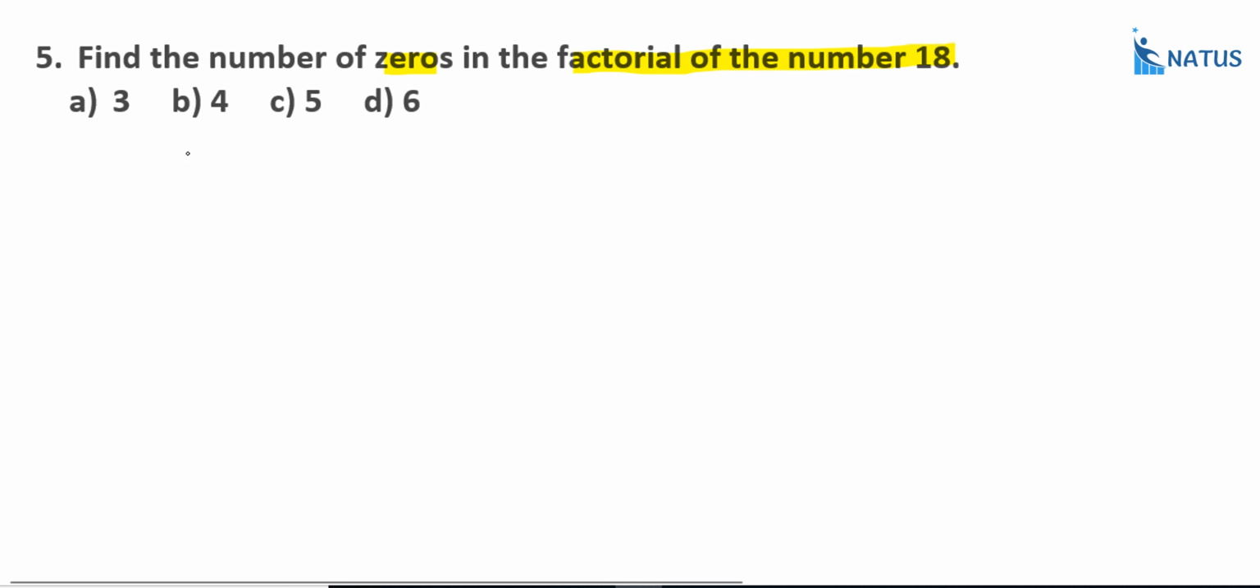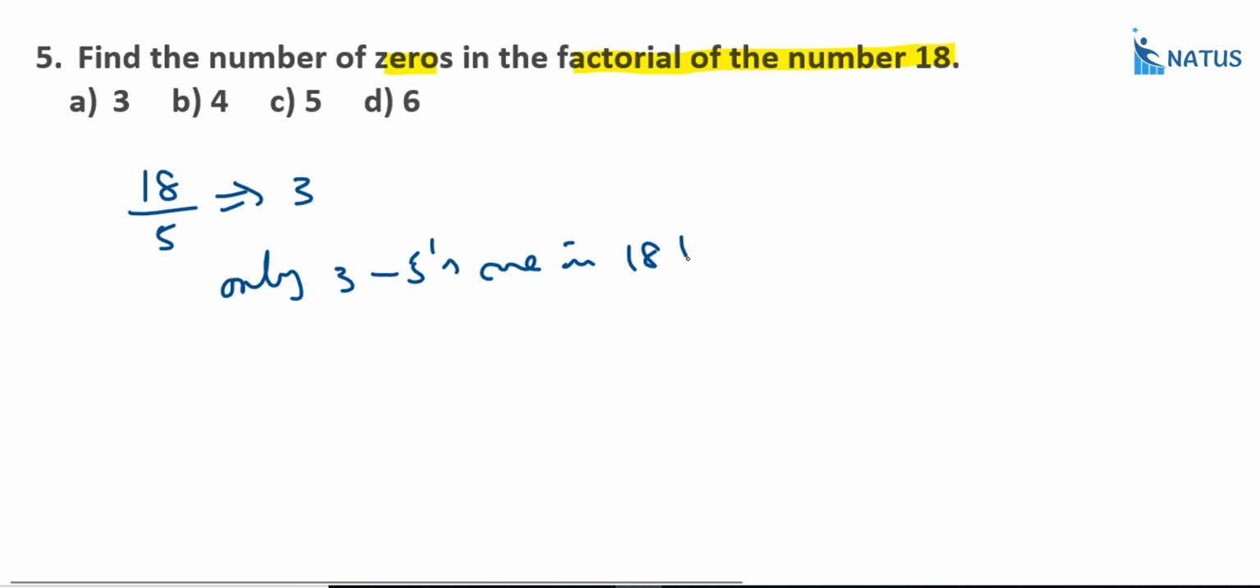Here a simple technique is there. You will divide this 18 with 5. Here, this is equal to 3. Suppose this number is more than 5, again you will divide that number with 5. Otherwise, this 3 is less than 5. So how many 5's are there in 18 factorial? Only 3 5's are in 18 factorial.